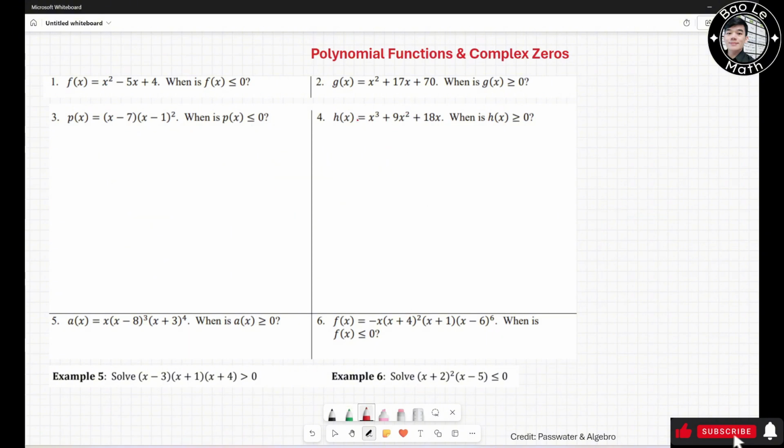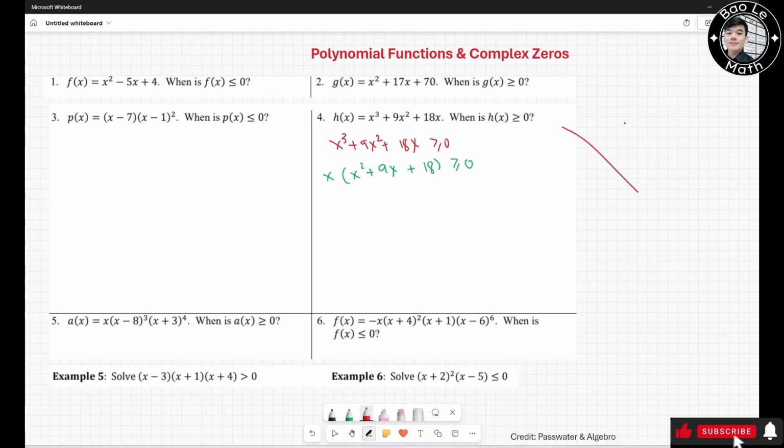Now let's move on to example number 4. To solve this, we have s cubed plus 9s squared plus 18s greater than or equal to 0. The first thing we need to do is factor. So I factor s out, and I have s times (s squared plus 9s plus 18) greater than or equal to 0. And I have a quadratic right here, so I need to factor this one out.